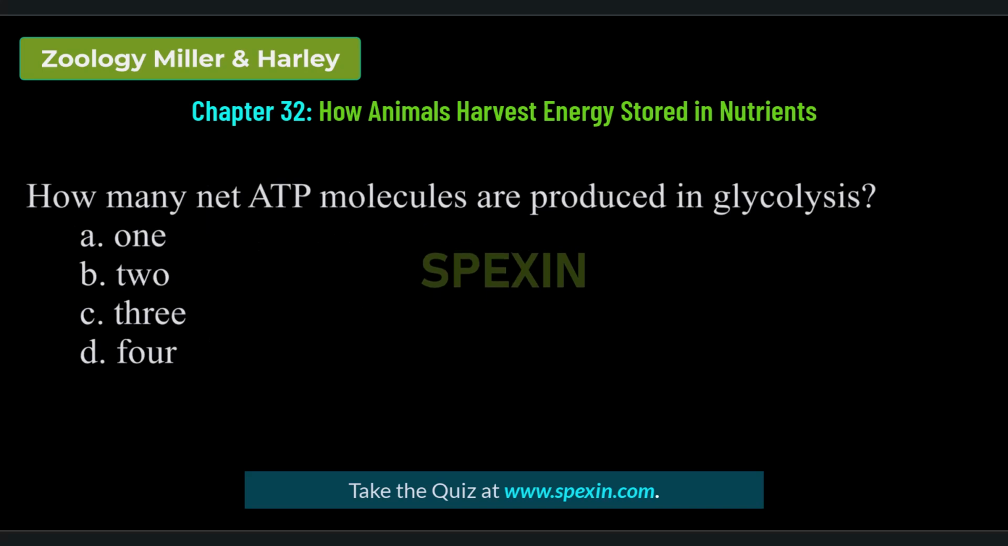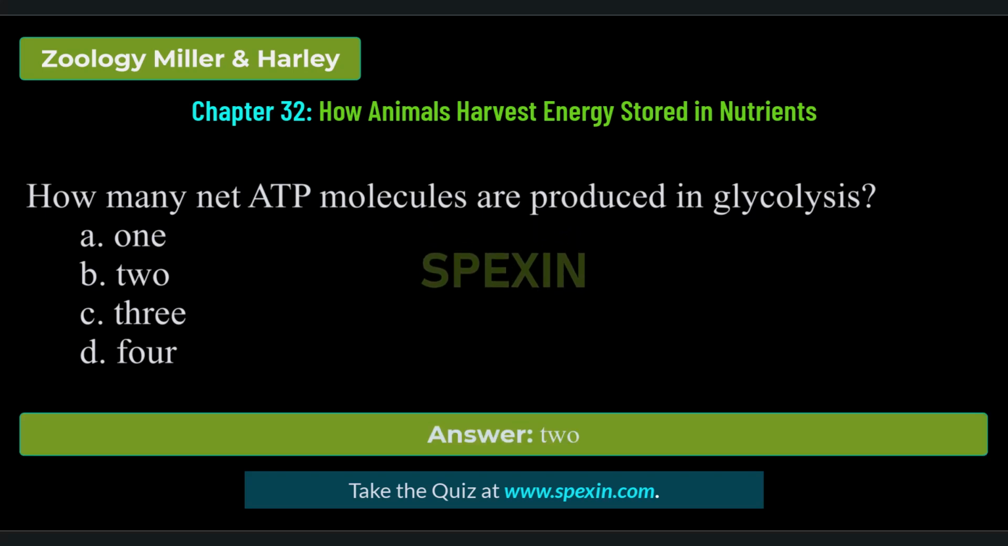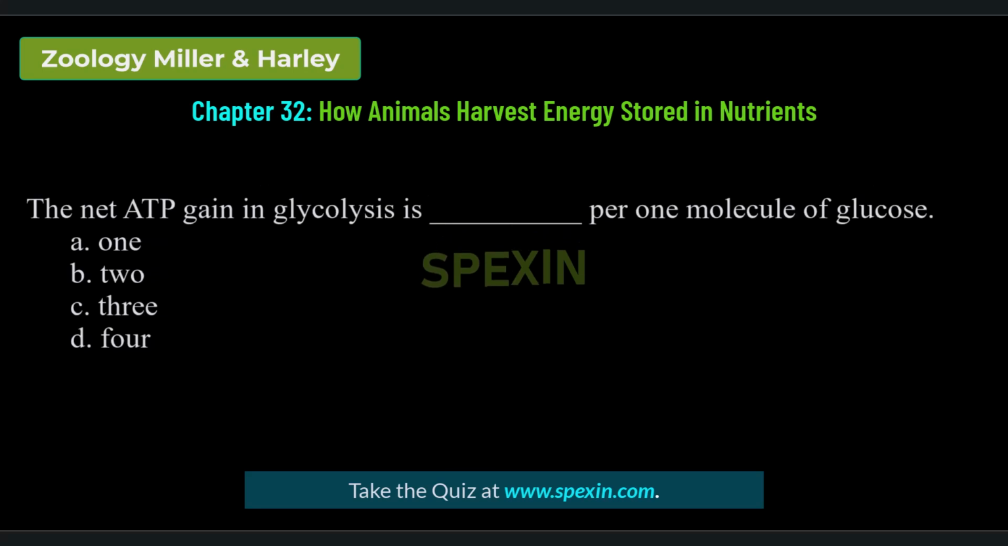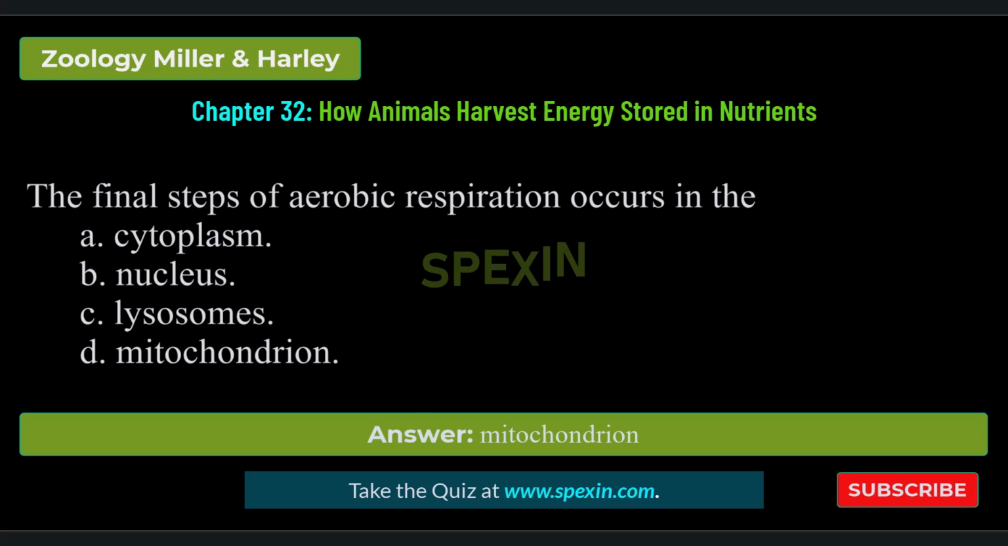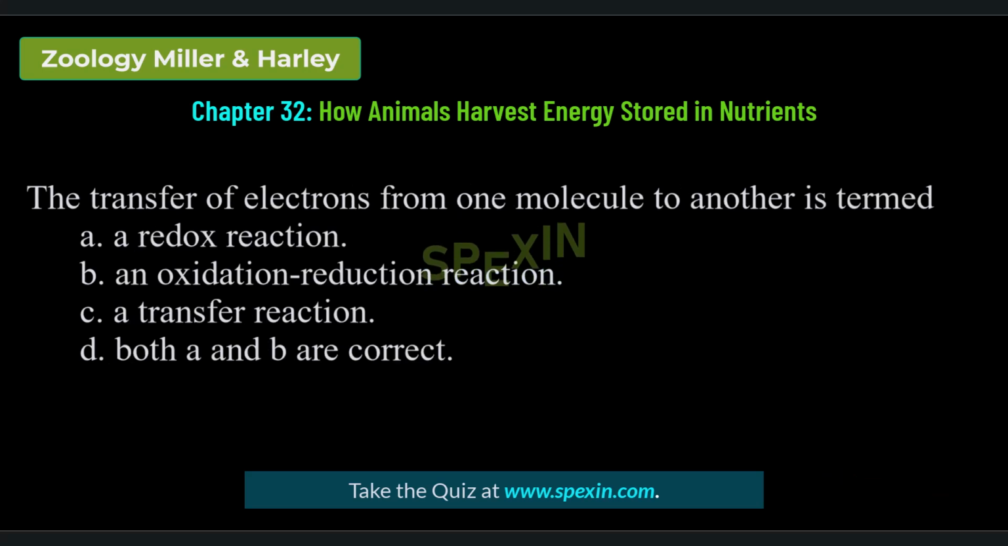How many net ATP molecules are produced in glycolysis? A1, B2, C3, D4. Correct answer: 2. The net ATP gain in glycolysis is dash per 1 molecule of glucose. A1, B2, C3, D4. Correct answer: 2. The final steps of aerobic respiration occur in the A. Cytoplasm, B. Nucleus, C. Lysosomes, D. Mitochondrion. Correct answer: mitochondrion.